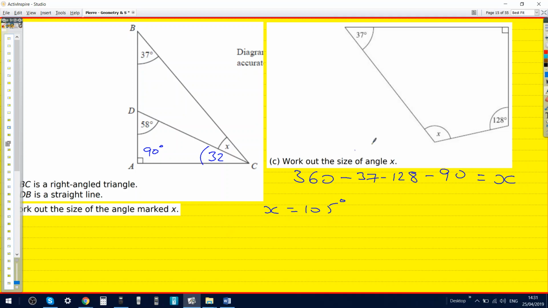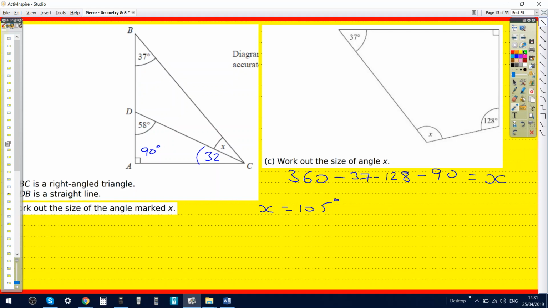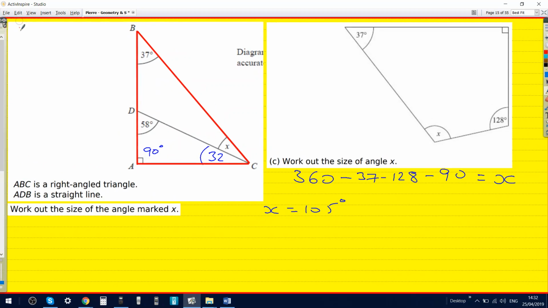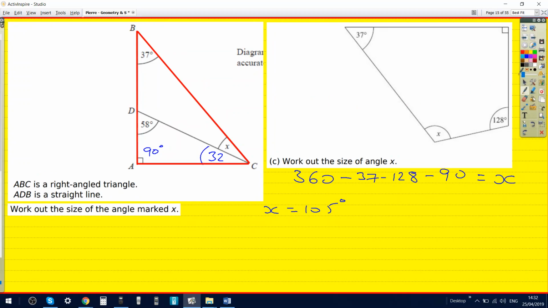So what if you were to consider that there's actually a third triangle, which is the big, huge one? Right, okay. In that case, we've got 37. I see, so it'd be 37 plus 90.